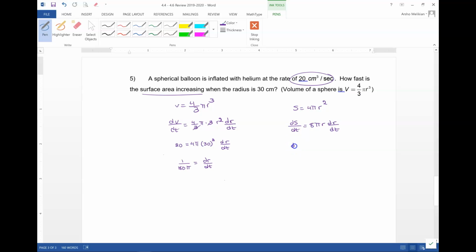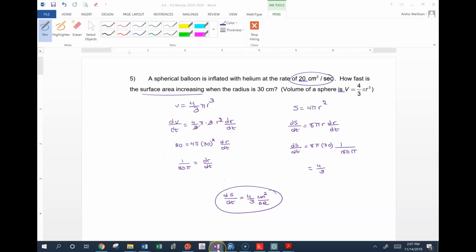So dS/dt is equal to 8 pi times 30 times 1 over 180 pi, and at the end of the day, we get 4/3. So how fast is the surface area increasing? dS/dt is 4/3 centimeters squared per second. Okay? All right.